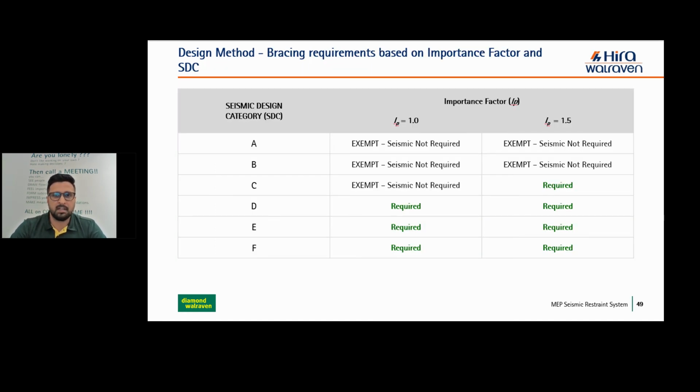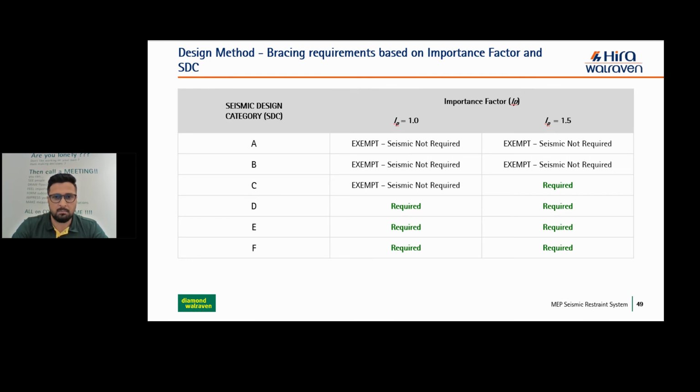Here we have the bracing requirement based on importance factor and SDS, which is IP 1.5, IP 1.0. If we have seismic design category C, then IP 1.0 shall be totally exempted, and only life safety services shall be required. And if we have seismic design category D, then both services, IP 1.0 and 1.5, having importance factor, need to be considered for seismic treatment. So A and B are totally exempted from any kind of seismic treatment. Design category C is basically for those equipment which are mainly serving life safety. And D, E, and F is for everything. If you have design category D, E, or F, then every system needs to be seismically restrained.